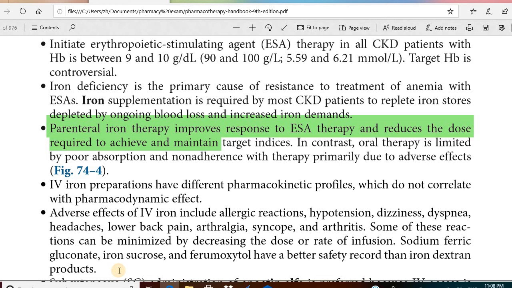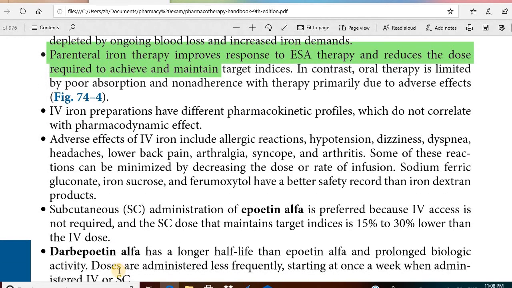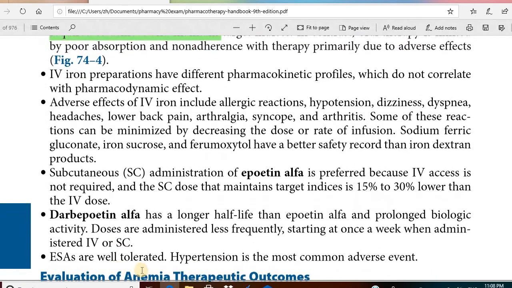So, if the patient is anemic due to chronic kidney disease, then you can give the iron supplements, but you have to watch its adverse effects too. सो आईवी भी देख सकते हो. इसके अलावा वो कह रहे हैं कि आप सबक्यूटेनियस एडमिन भी दे सकते हो.